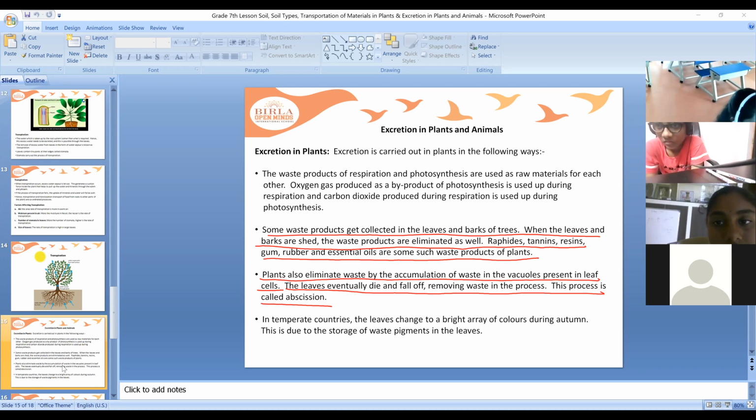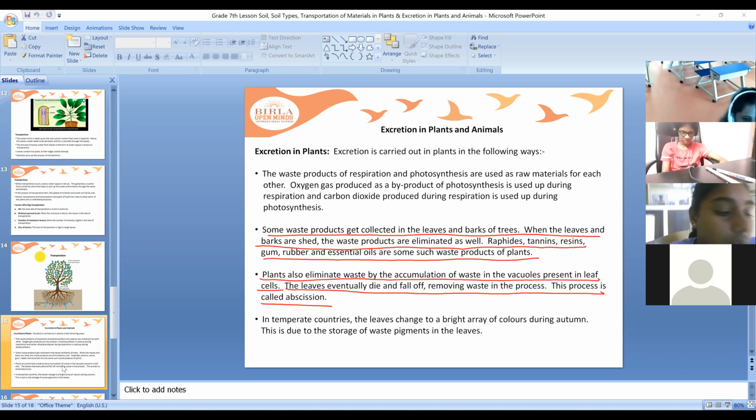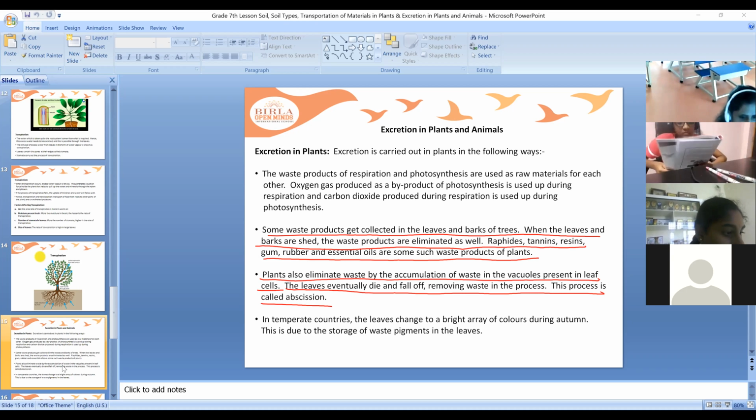The falling of leaves in order to remove the waste, which has been accumulated in the vacuoles present in the leaf. Eventually, they die and fall off, removing the waste in the process. This process is called abscission.